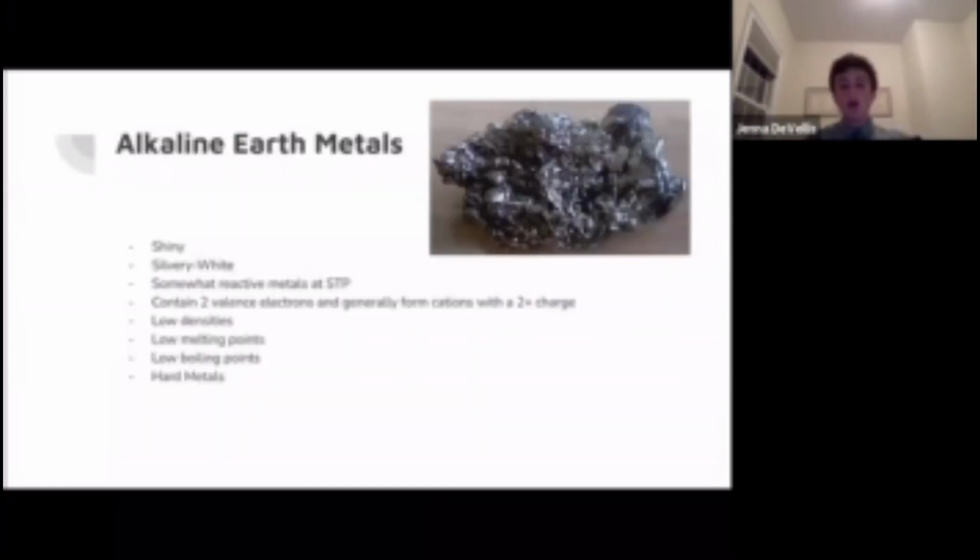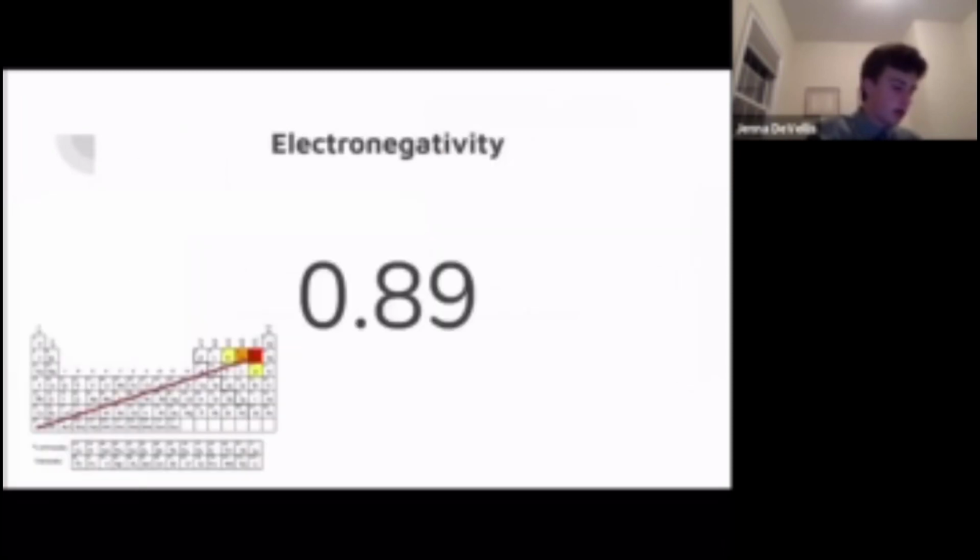Okay, so back to alkaline earth metals. Alkaline earth metals are shiny, silvery white, and somewhat reactive metals at standard temperature and pressure. They basically have low density, low melting points, and low boiling points. And they are very hard metals, and they all contain 2 valence electrons and generally form cations with a positive 2 charge.